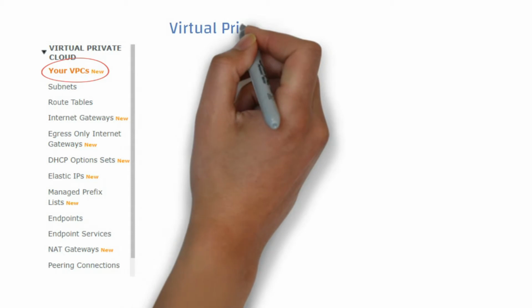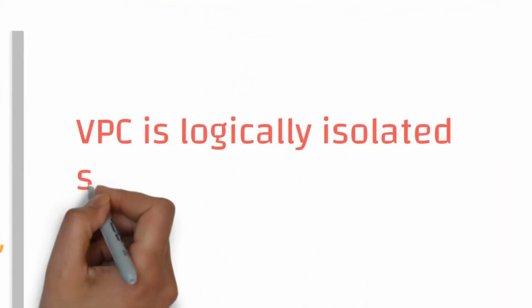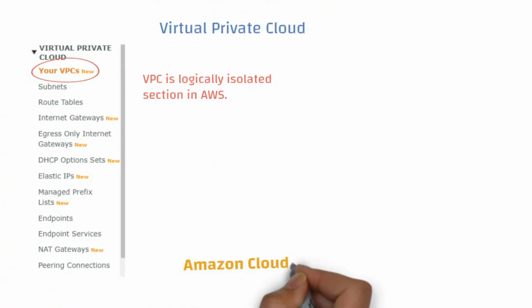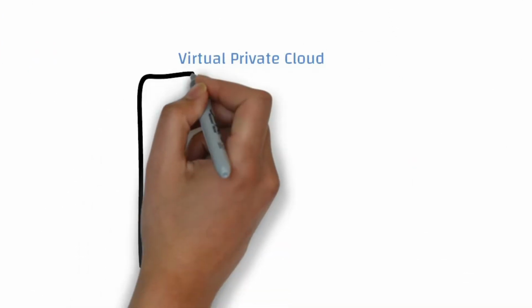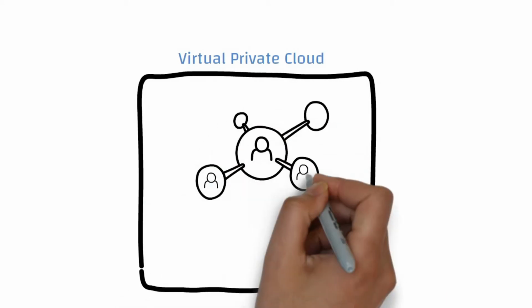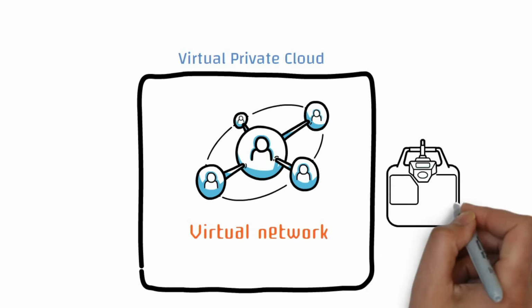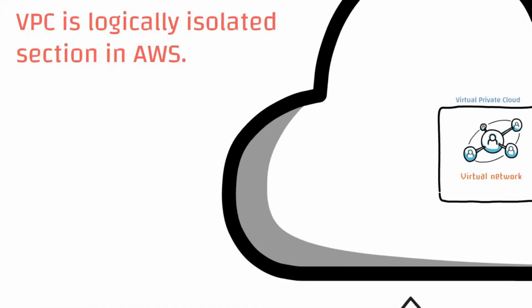VPC stands for Virtual Private Cloud. Amazon lets you provision a logically isolated section of the AWS cloud, where you can launch AWS resources in a virtual network that you define. In simple words, VPC is your private cloud hosted on AWS. Basically, it is a virtual network dedicated to your AWS account. User has complete control over his or her virtual private cloud.